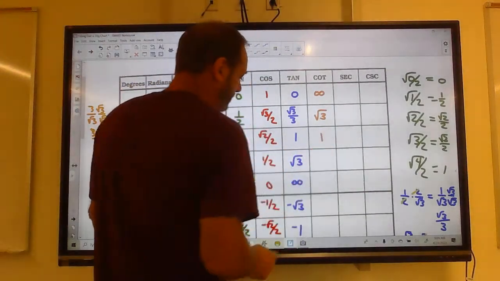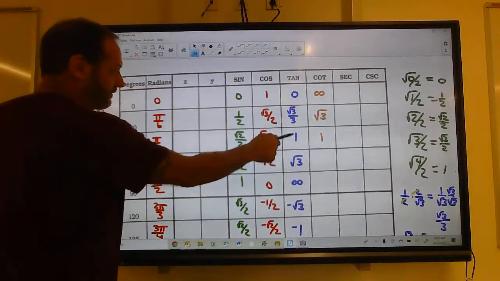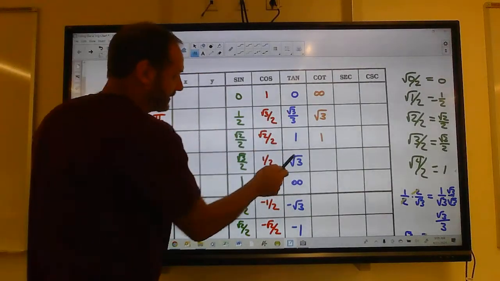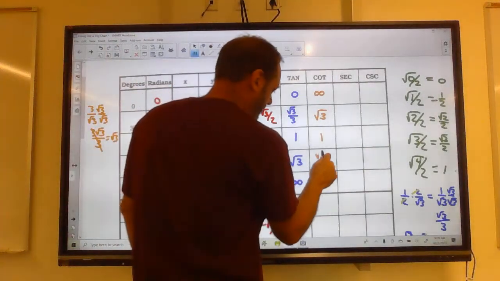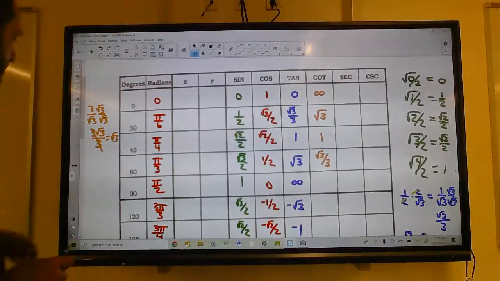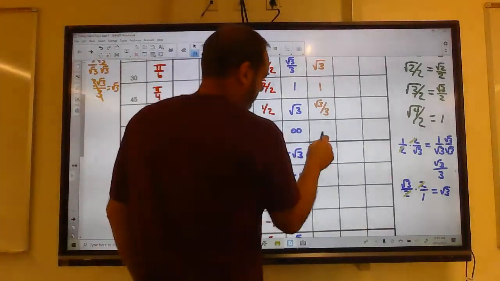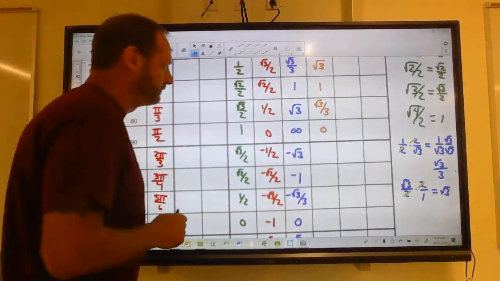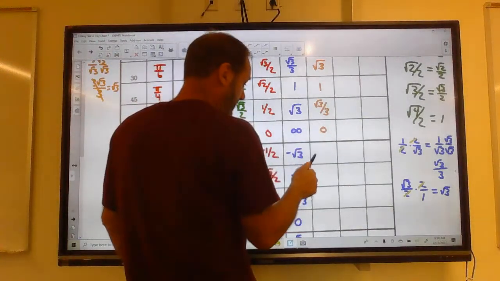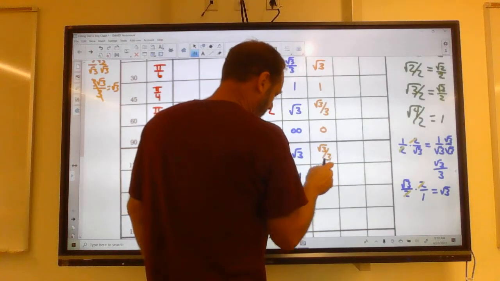Reciprocal of 1 is just 1. And hey, if I flip this over, I'm just going to get that, because when I flip this over, I got this. So this is going to be square root of 3 over 3. Okay, if I take the reciprocal of infinity, that's going to be 0. Okay, then I'm going to get square root of 3 over 3, but it's negative.